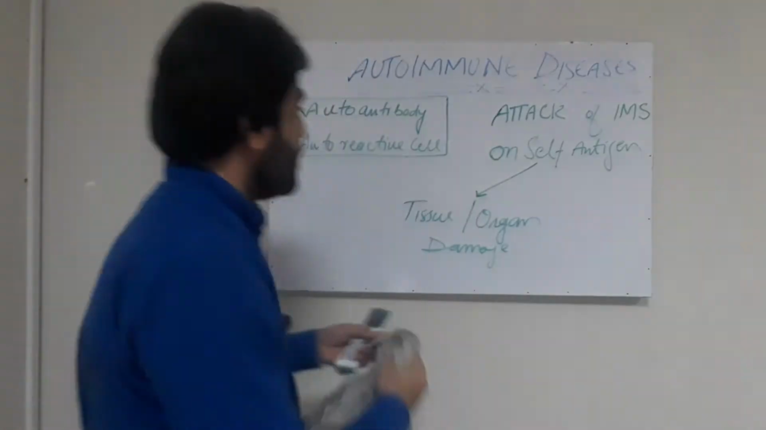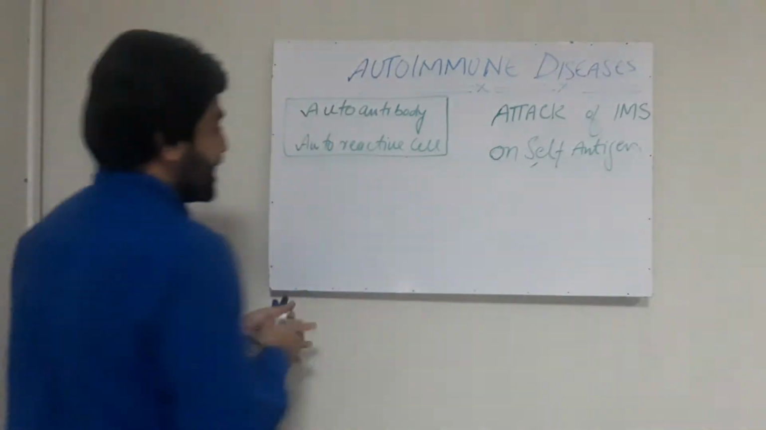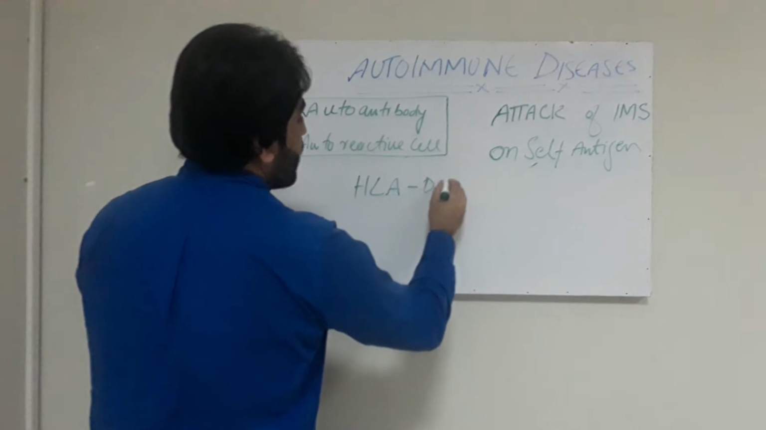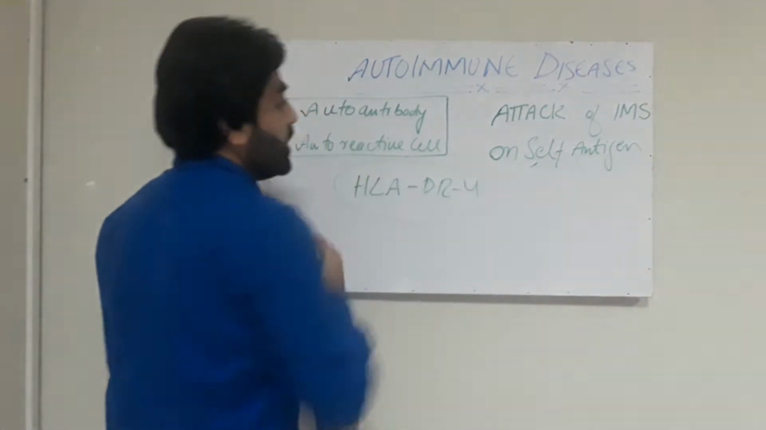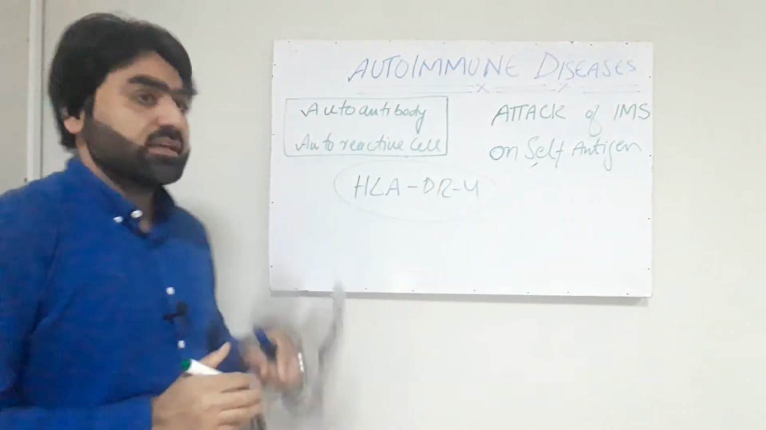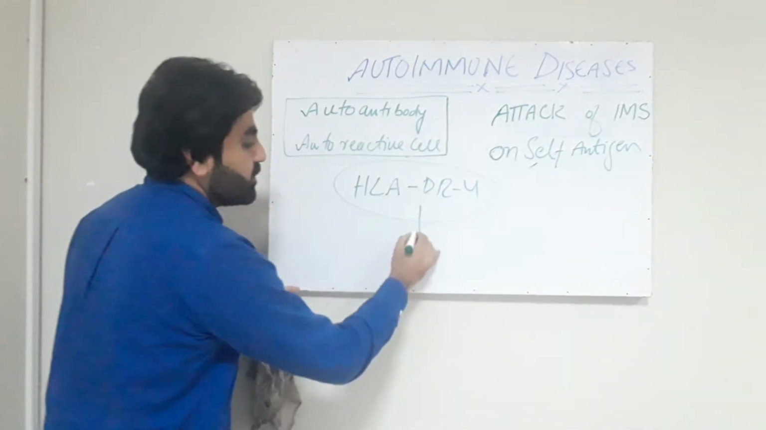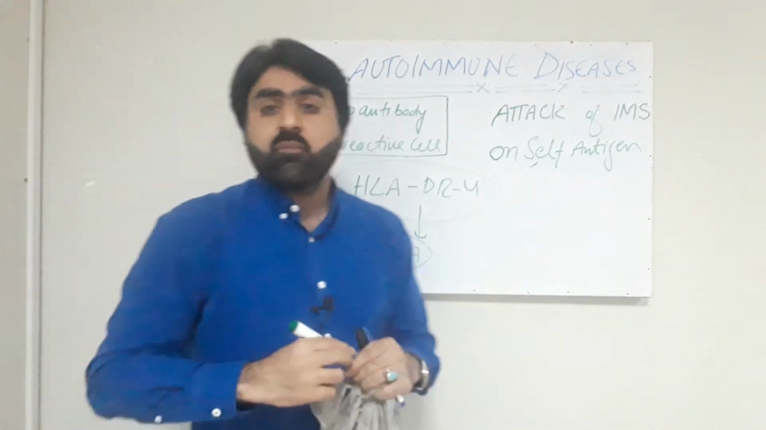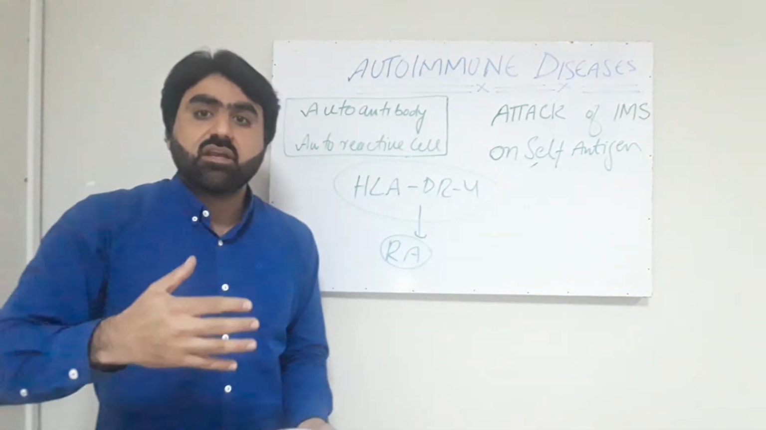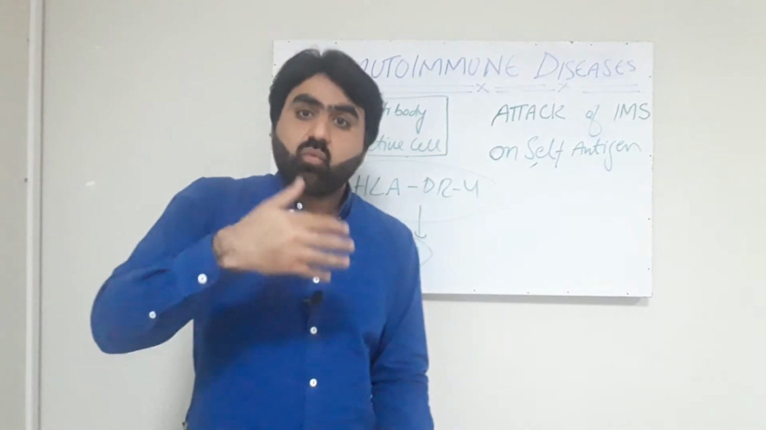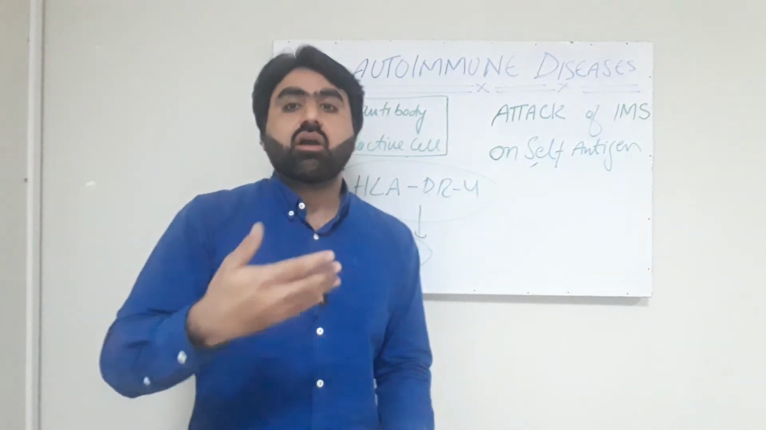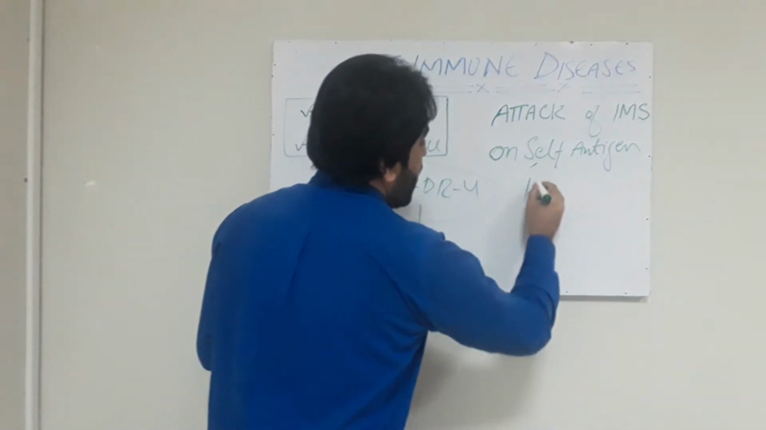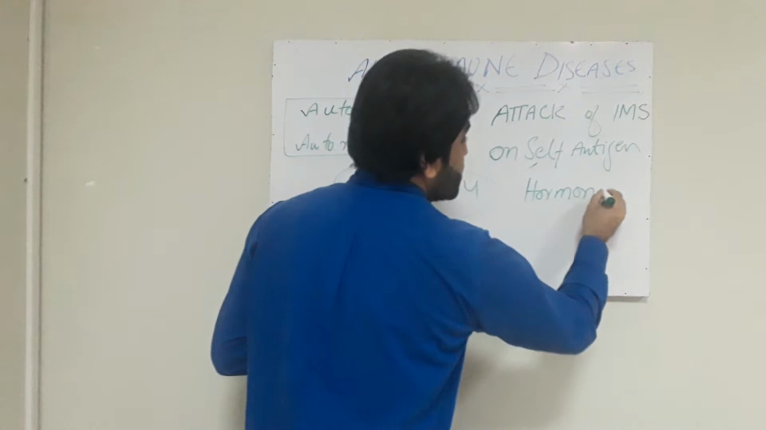Like for example, there is a gene known as HLA, human leukocyte antigen DR4 gene. So those individuals who carry this gene are more susceptible to rheumatoid arthritis. Therefore, the presence of certain genes or the genetic background is one of the more important factors for autoimmune disorder. Secondly is the status of hormones or hormonal condition.